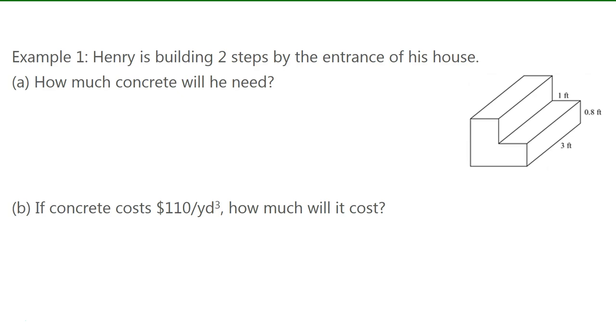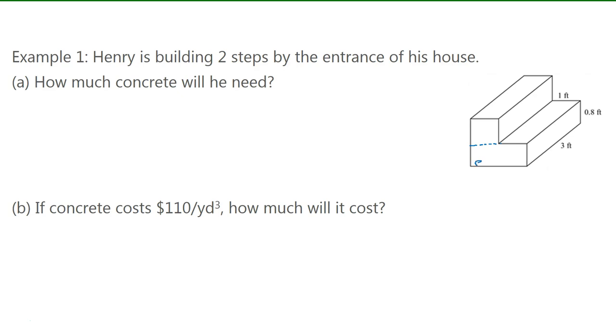Now, example 1. Henry is building 2 steps by the entrance of his house. How much concrete will he need? So we're essentially looking for the volume here. Now, we don't have a formula for the volume of an object of this shape, but we could separate it. If I break it into 2 objects, I see we have a rectangular prism on the bottom and a rectangular prism up top. So we'll find the volume of each and then add them together.